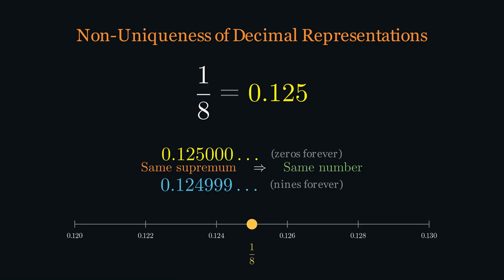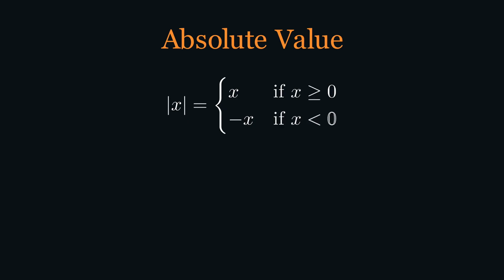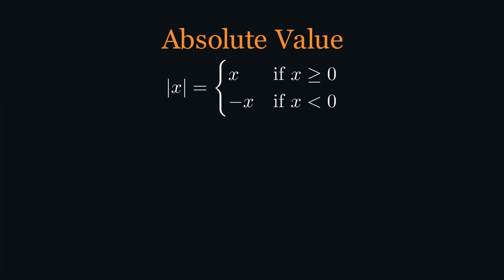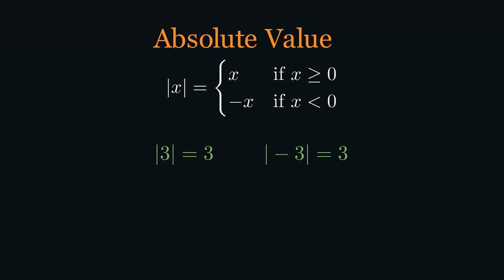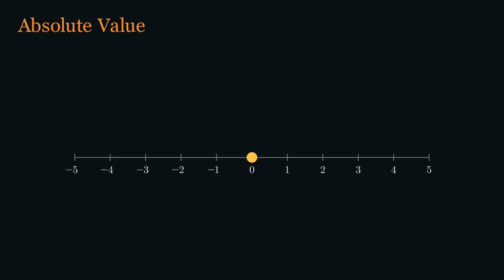Now let's turn to a concept that will appear constantly in analysis: absolute value. For any real number x, the absolute value of x, written with vertical bars, is defined as x if x is greater than or equal to 0, and negative x if x is less than 0. So the absolute value of 3 is 3. The absolute value of negative 3 is also 3. Geometrically, absolute value is distance from 0.